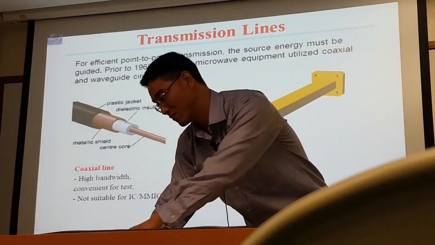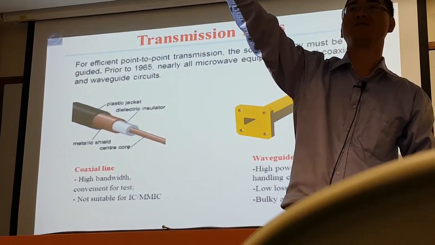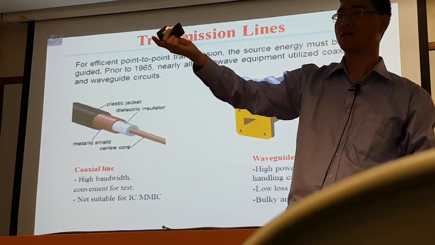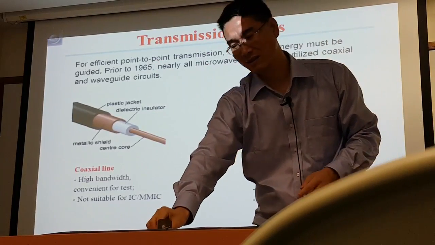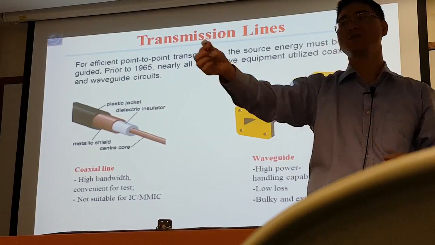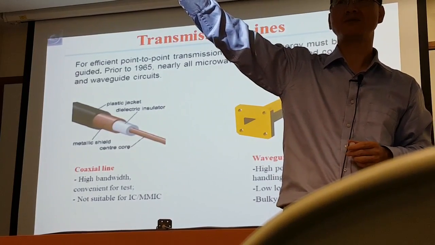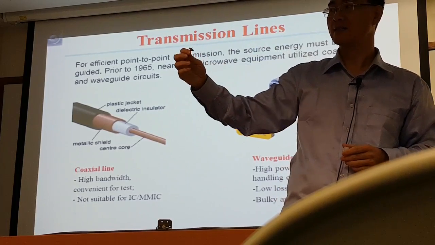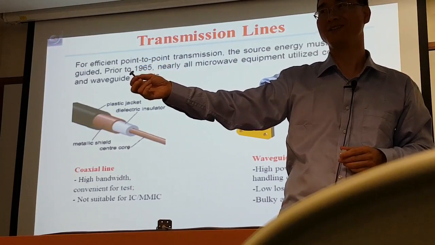Also, I brought some. This is a waveguide. This is maybe for X-band, around 10 gigahertz. But for high frequency, I'm not sure. I do have this one for 60 gigahertz. Then the actual size will become smaller. Inside it is actually gold plated.